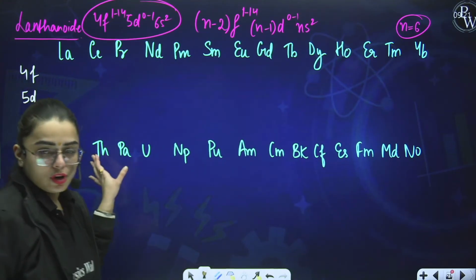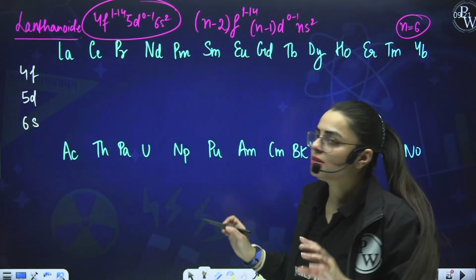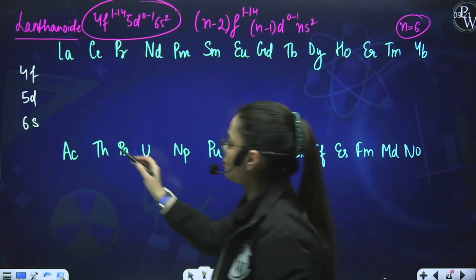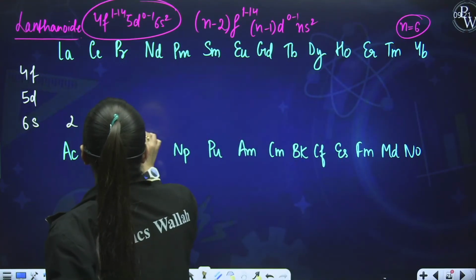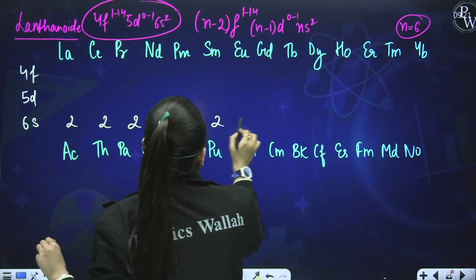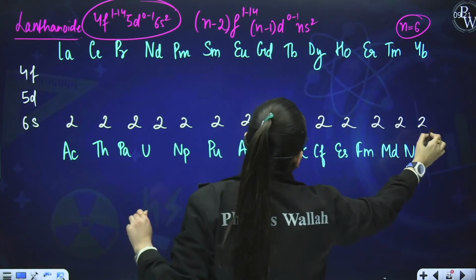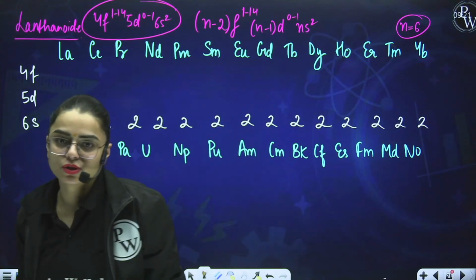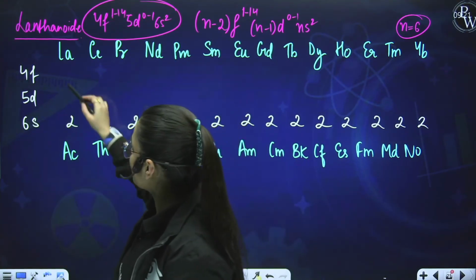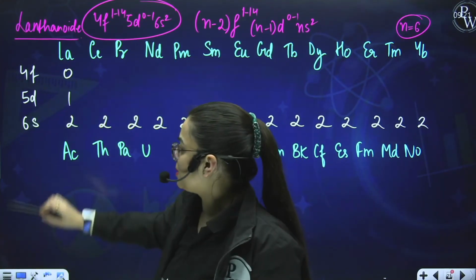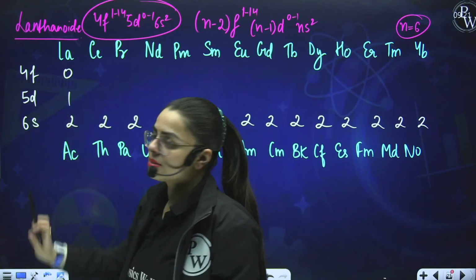First of all, fill all the electrons in 6s. 2 electrons will be present. I am writing this for all of them. I am telling you a general way to remember the electronic configuration for all of them, so this will help you out. Now first, if we talk about lanthanum, do remember that it is 4f0, 5d1, 6s2.